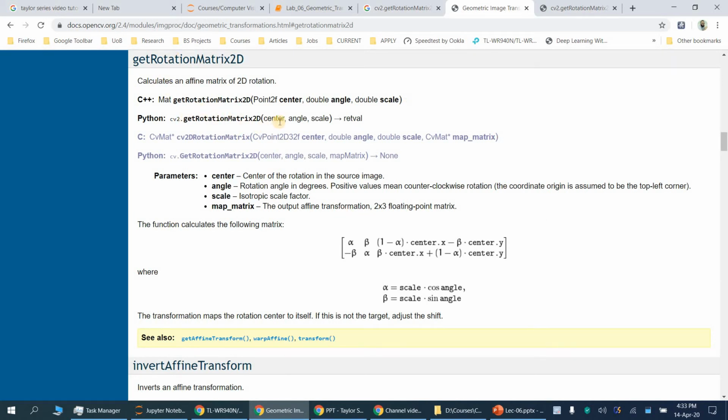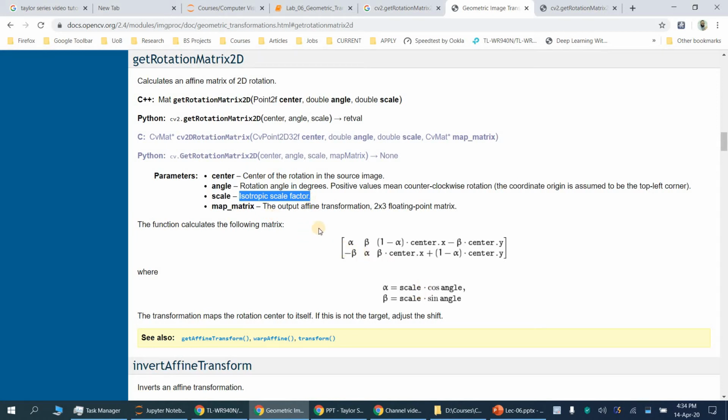So here it is: getRotationMatrix2D, center, angle and scale. I was right. For the first argument you provide the center, x and y, in brackets. For the angle, you provide the rotation angle in degrees. Remember, it's not radians, it is the normal degrees that you use in geometry. Positive values mean anti-clockwise, counterclockwise rotation. We will discuss this. Finally, the scale means how much you scale while rotating.